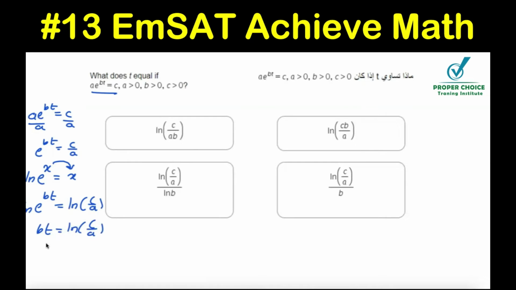Now we are asked to solve for t, so divide by b on both sides, then you will get t is equal to ln of c by a, divided by b. That is the last choice. Option D is the right answer to this question.